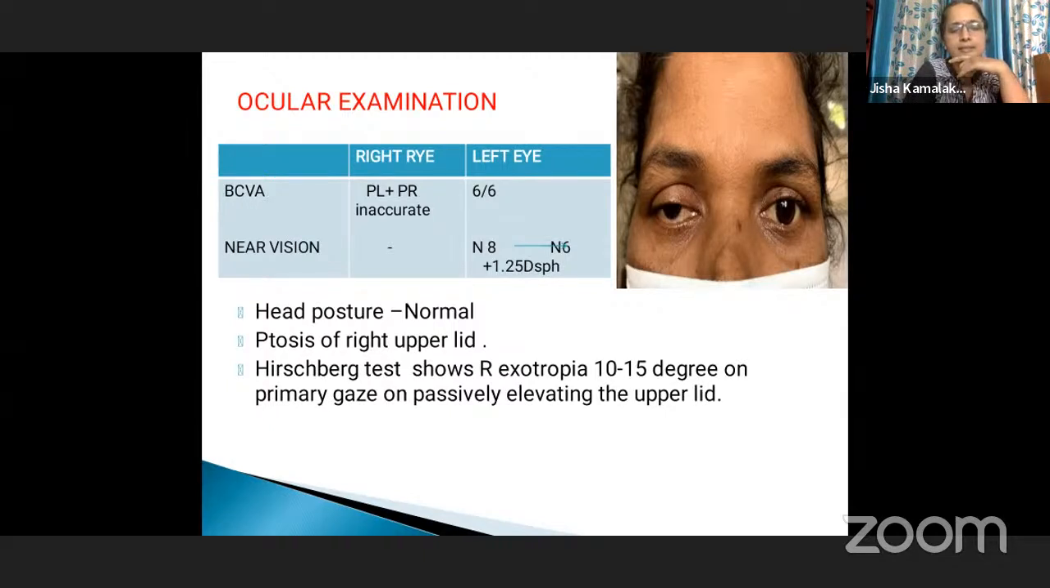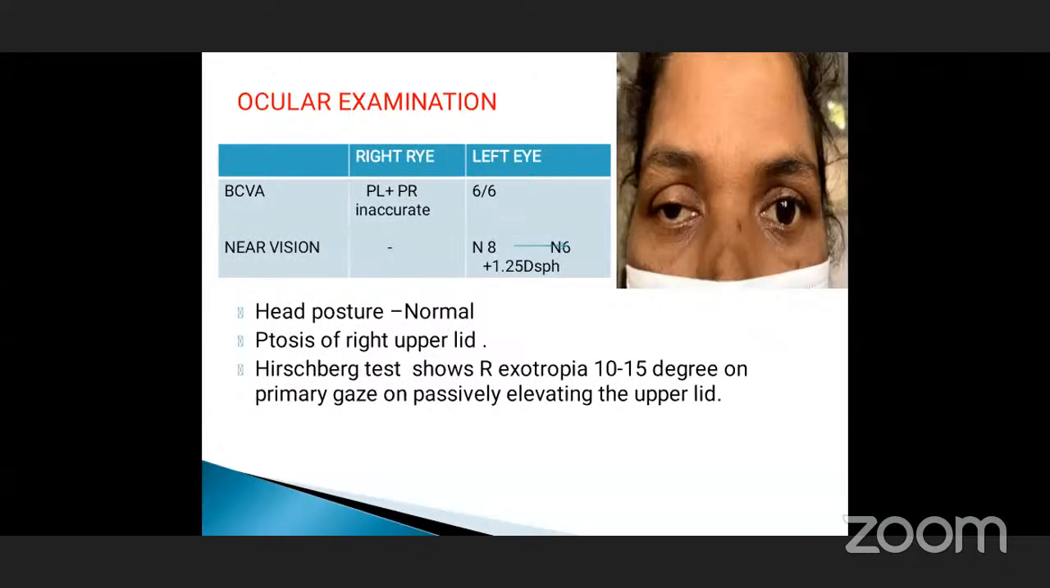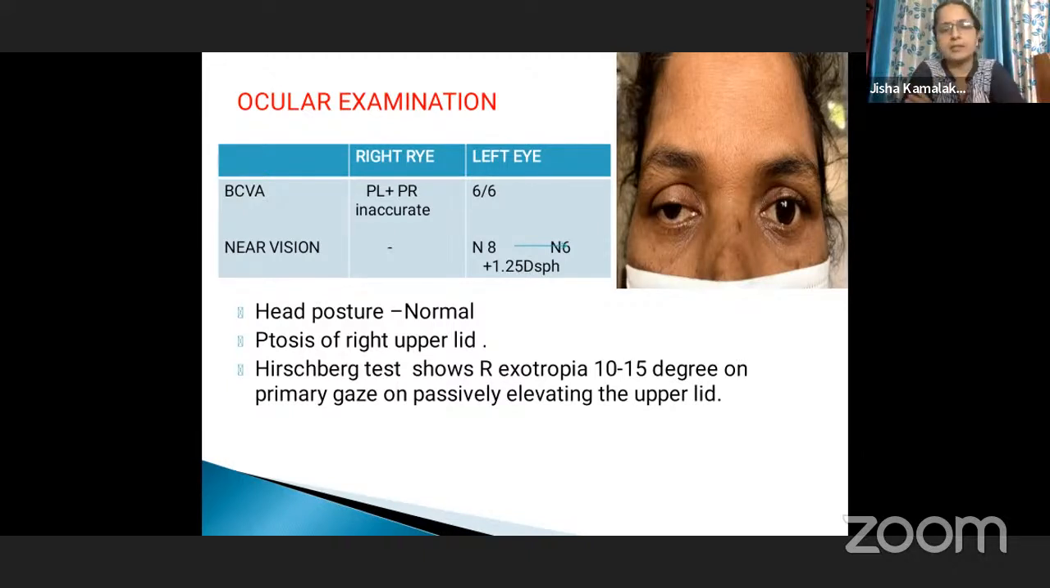So Hirschberg test, there is 15 degree exotropia, right eye. Why did you not proceed with a cover test? Because of the poor vision, the patient cannot fixate, so we cannot do a cover test or uncover test. Yes, that is a prerequisite. The patient should have reasonable vision to fix the target to do a cover test. Good. Proceed.